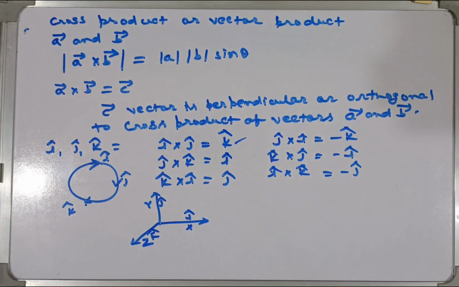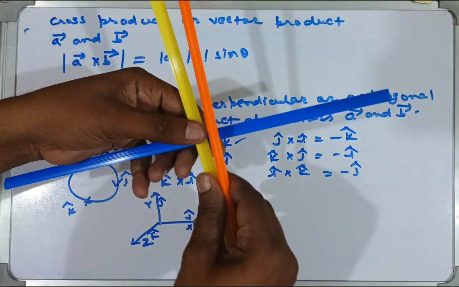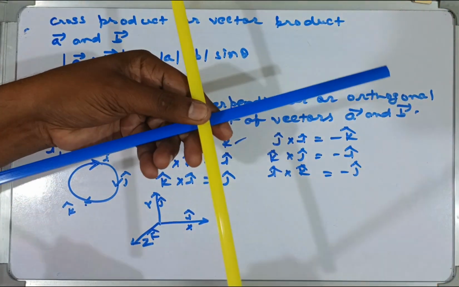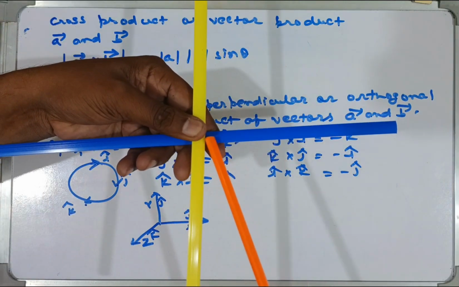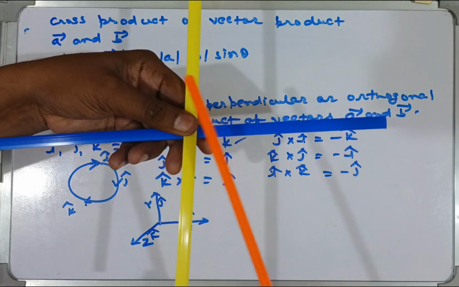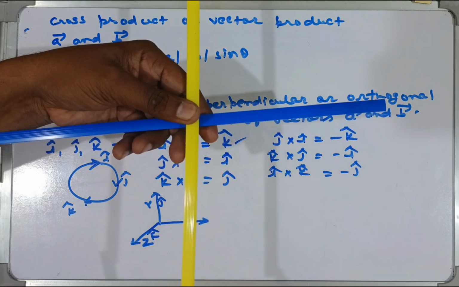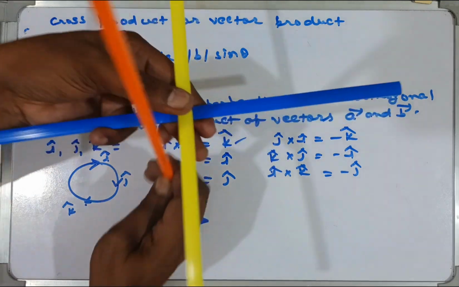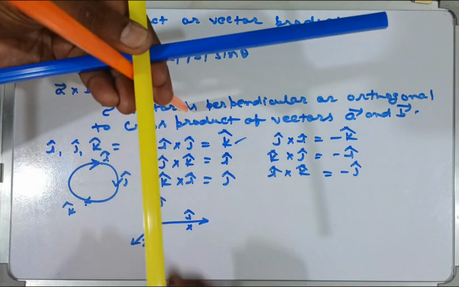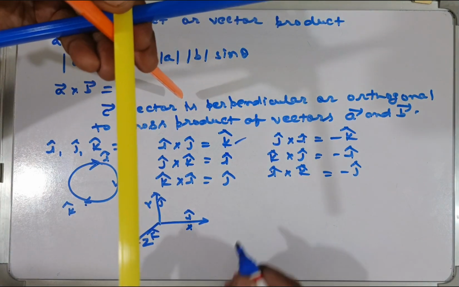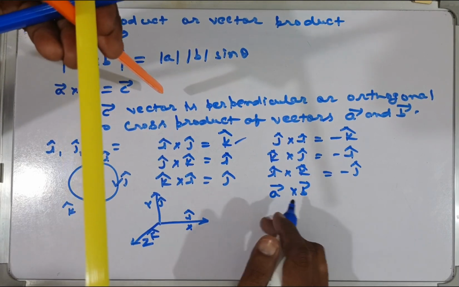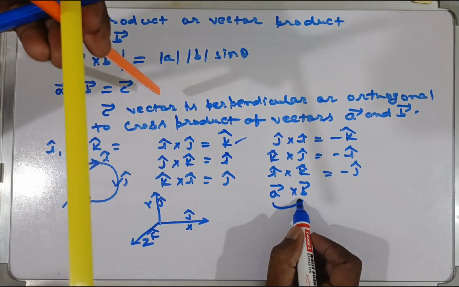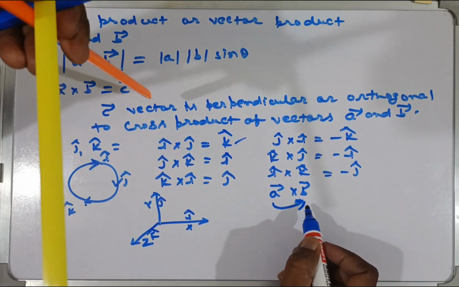So you can also see, if we take 3 sticks, this one is the xy plane, this one is the x-axis, then this is the y-axis, and this is the intersection, the origin. So this is positive, this one is negative, and this one is also negative. So what happens, guys, when you write a cross b, the a vector is moving towards the b vector.